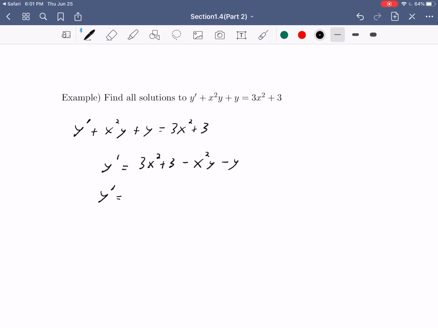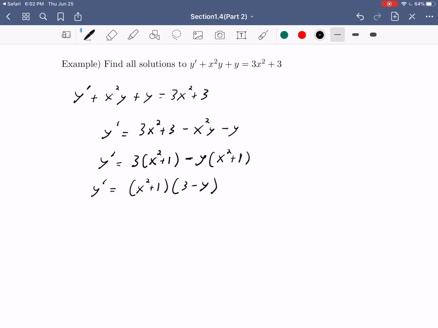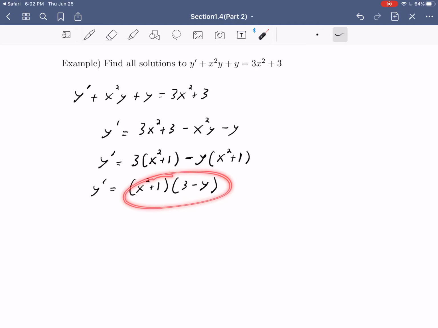We can try a factoring by grouping, and we can recognize we can take a 3 out of the first part, x squared plus 1, and we can take a minus y out of the second part and get x squared plus 1. And then we can factor that x squared plus 1 out front, and we get x squared plus 1 times 3 minus y. Now this is great for being separable because there's our function of x, there's our function of y. All we need to do now is divide this over. So let's go ahead and do that.